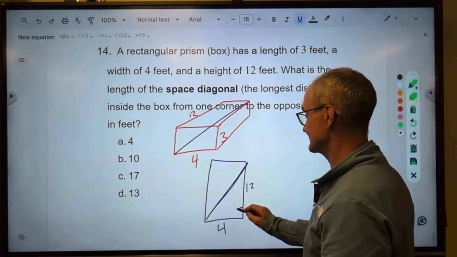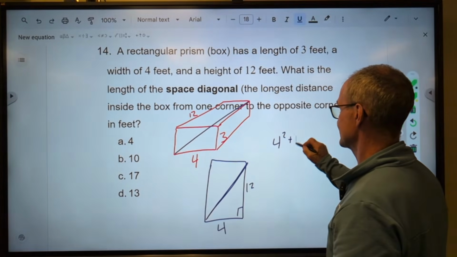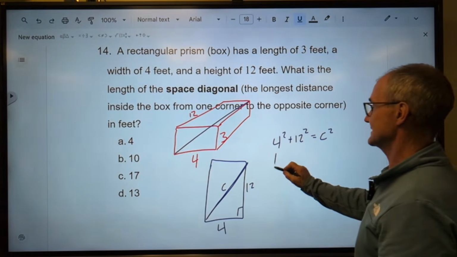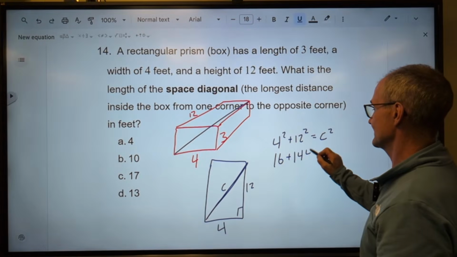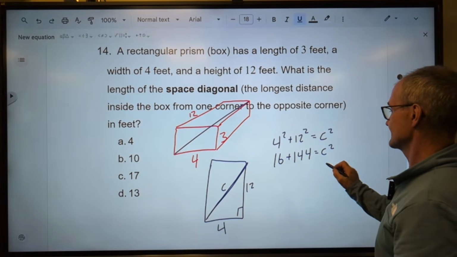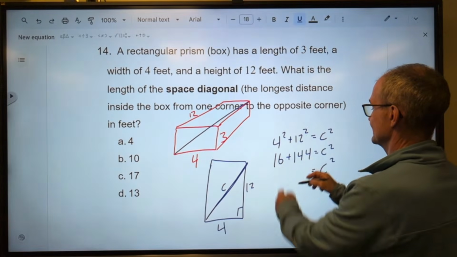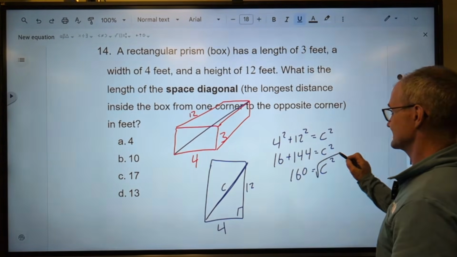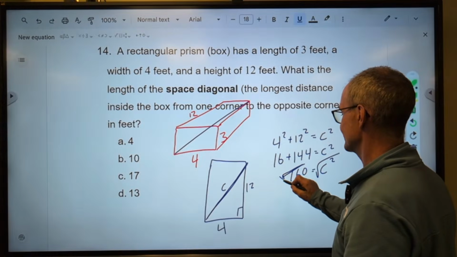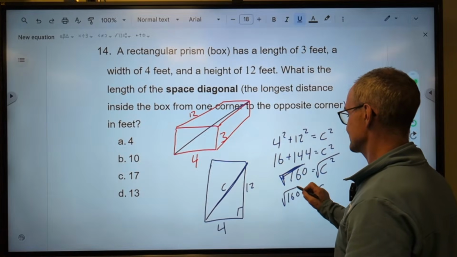That diagonal right there is going to be the Pythagorean theorem. 4 squared plus 12 squared equals c squared. 16 plus 144 equals c squared. So c squared equals 160. Square root of each side. I'm going to leave that as the square root of 160. Hopefully that'll work. Oh, it will. So c is equal to the square root of 160.